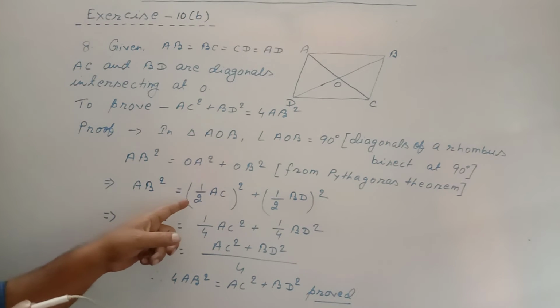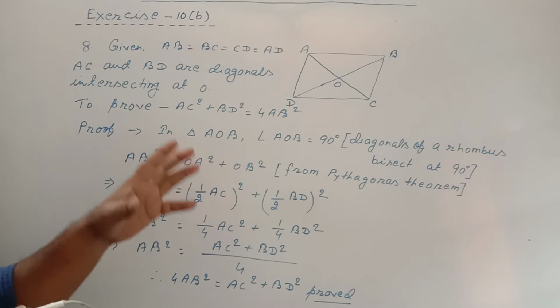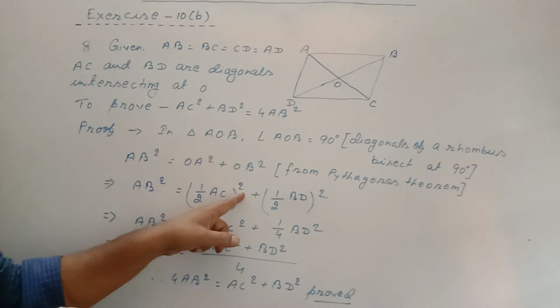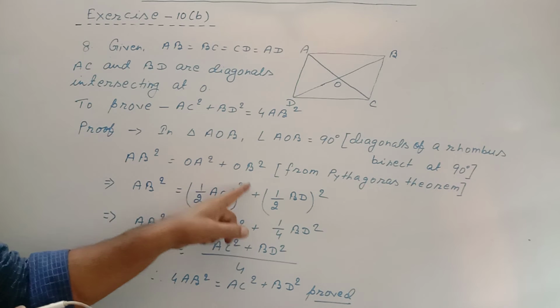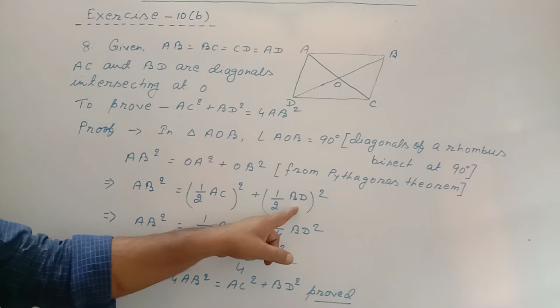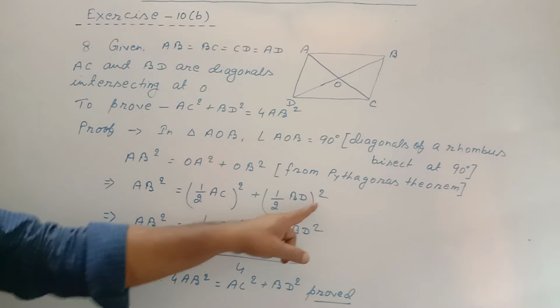AB square equal to, since the diagonals bisect each other, therefore OA is half of AC. So in the place of OA, I wrote half of AC. This square came here. Plus, similarly, OB is half of BD. So in the place of OB, I wrote half of BD. Here is square, so I kept here square.